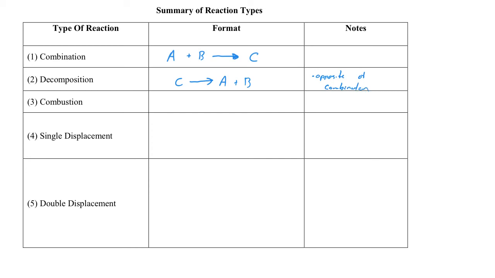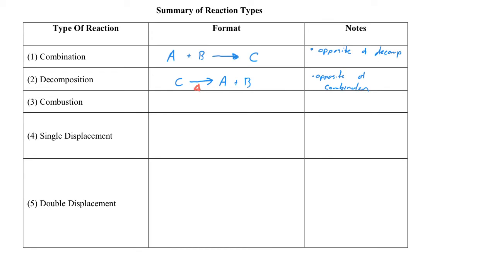The other thing about decomposition that I like to highlight is that sometimes to make these things happen, we provide some sort of extra energy to boost it along. And that can be in the form of heating. So sometimes we see heating on these. Not always, but sometimes. Okay, so decomposition is the opposite of combination, and combination is the opposite of decomposition. So let's write that up here in the notes for combination. It's the opposite of decomp.